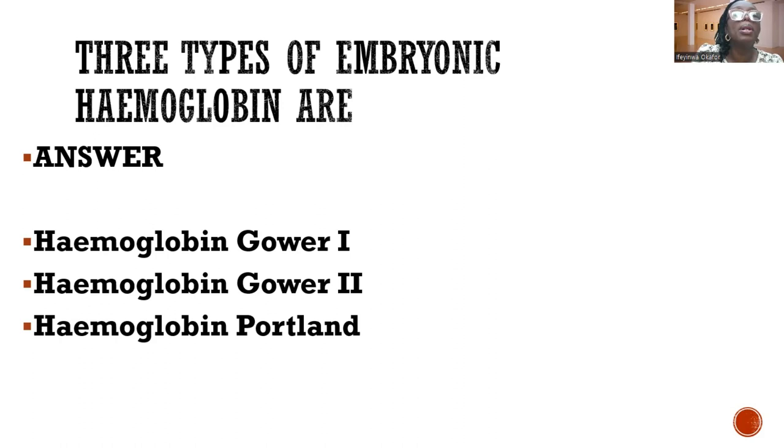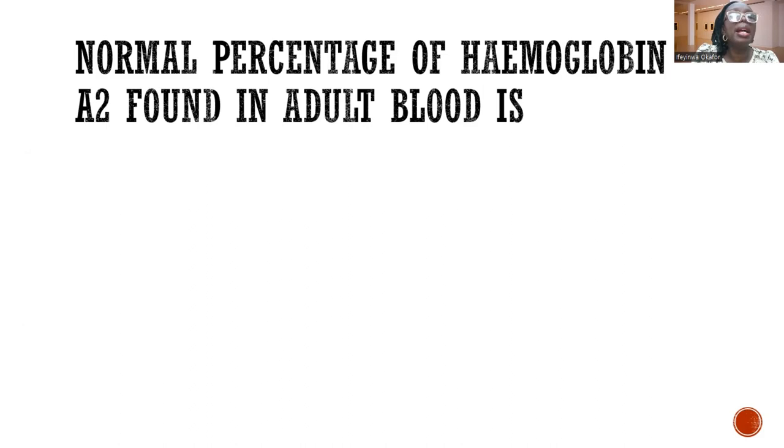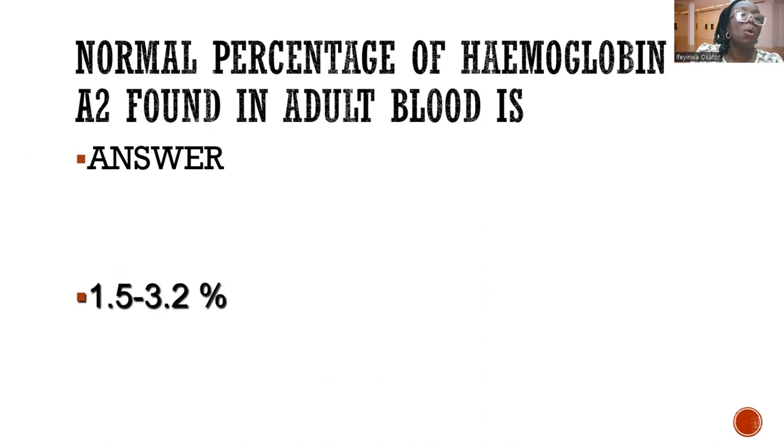Normal percentage of hemoglobin A2 found in adult blood is, answer, 1.5 to 3.2%.